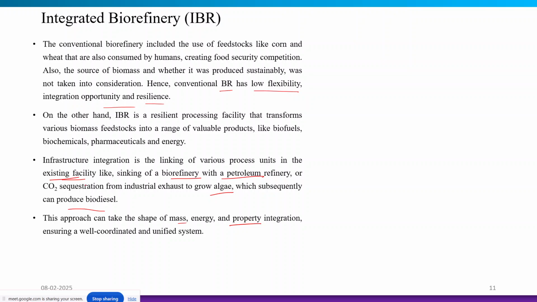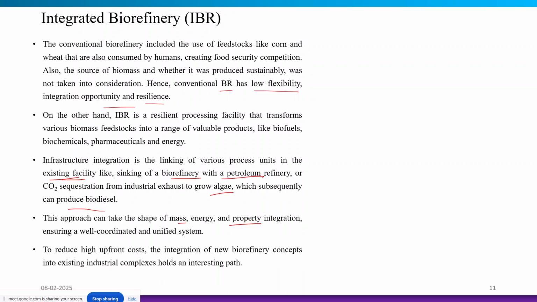It is also given as one example: the CO2 emitted from a petroleum refinery can be sequestered in the form of growth of microalgae. In this growth of microalgae, we are taking CO2 as a nutrient, one of the essential things for growing the algae. This kind of CO2 sequestration is done to grow the algae, and this algae can be further processed for production of biodiesel. So this kind of integration is very helpful for a well coordinated system.